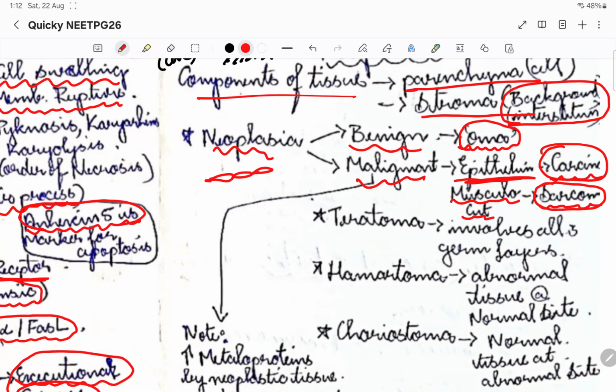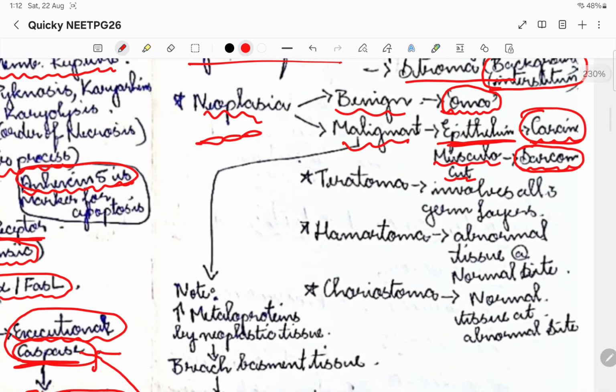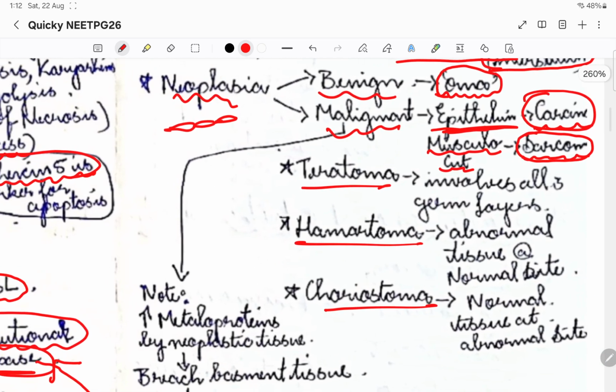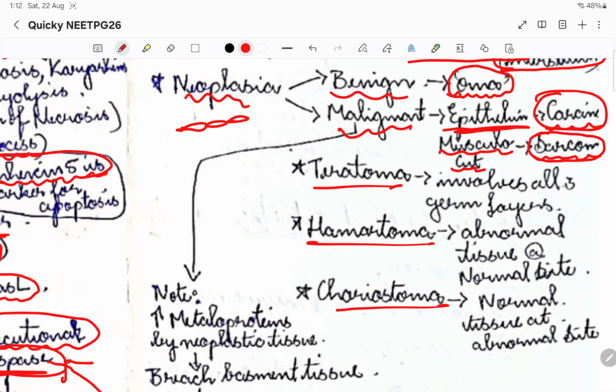So remember in that way. That is how you can identify which cell is getting affected, okay. That's it with respect to benign and malignancy. Then the other three names I want you to remember: teratoma, hamartoma, choriostoma, okay. These are previous year questions, please remember this. Teratoma is where all the three germ layers are involved. The first chapter that we discussed is embryology, right? There we learned about ectoderm, mesoderm and endoderm, right? So if all the three germ layers are involved, then it is going to be called teratoma, okay.